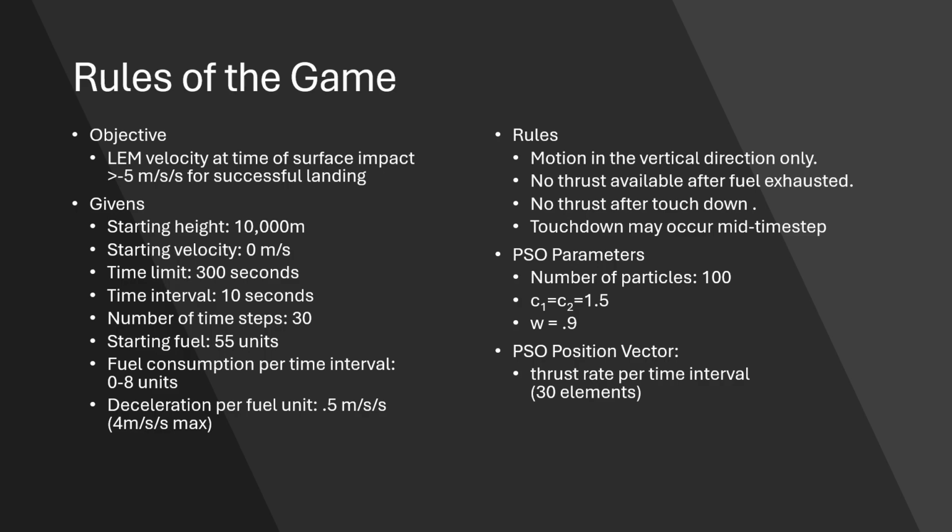Given a starting height of 10,000, starting velocity of 0 meters per second, and a time limit of 300 seconds, that translates to 10-second intervals and 30 time steps. Starting fuel is 55 units. Fuel consumption per time interval has a limit of 8 units, so we can range anywhere between 0 and 8. And the deceleration per fuel unit burned is going to be 0.5 meters per second squared, for a maximum of 4.